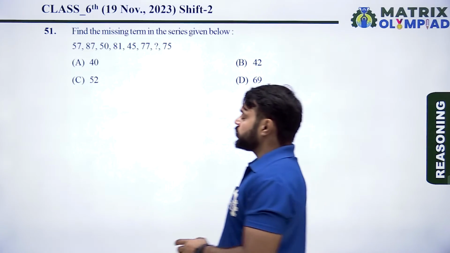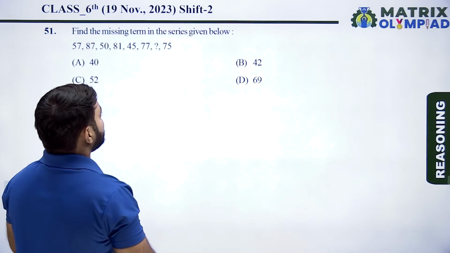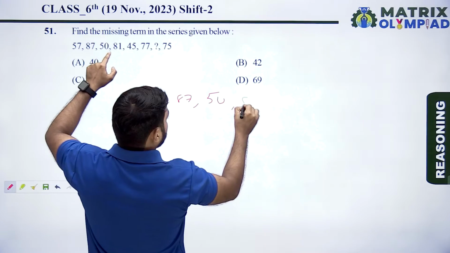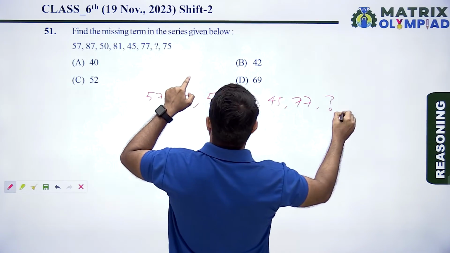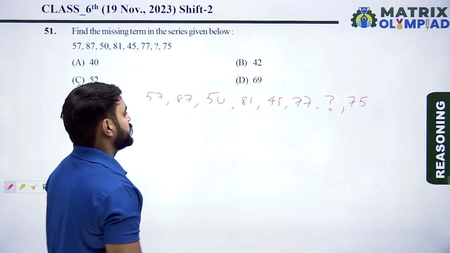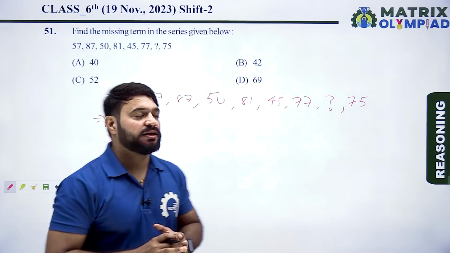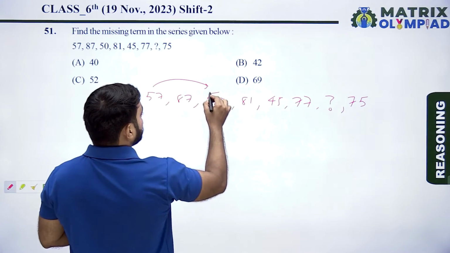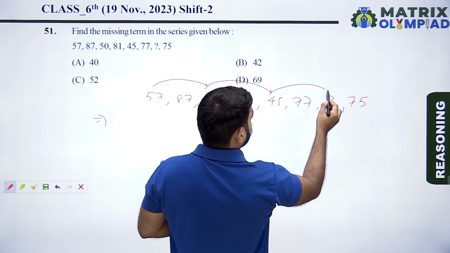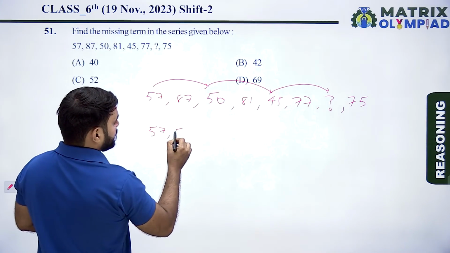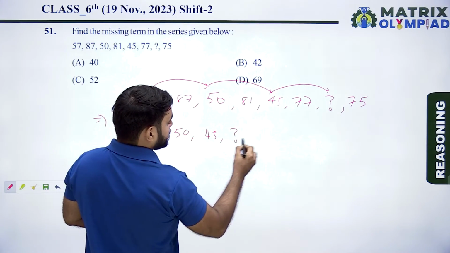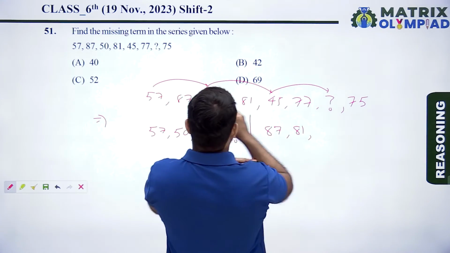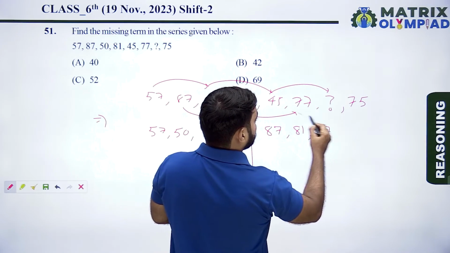So let's get started. Question number 51. Find the missing term in the series given below. The series is 57, 87, 50, 81, 45, 77, missing, and after the missing term the next term is 75. First, find the pattern of the given series. Choose the alternate terms of the given number series and make two series. The first series is 57, 50, 45, and next is missing. The second series, the remaining terms, is 87, 81, 77, and next is 75.